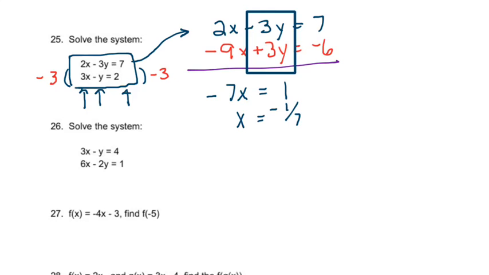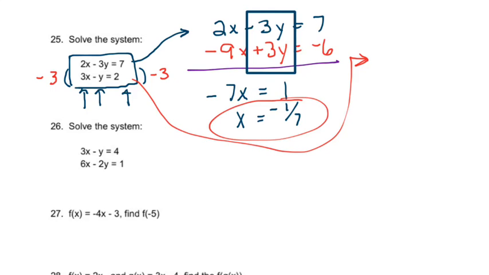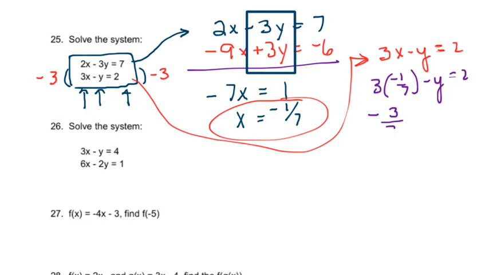Okay, so there's my x value. Now I still have to go back and find my y value. I'm going to use equation 2 again: 3x minus y equals 2. This is the form before I multiplied it by a negative 3. 3 times negative 1/7, because I know the x equals negative 1/7. That's negative 3/7. So negative 3/7 minus y equals 2.